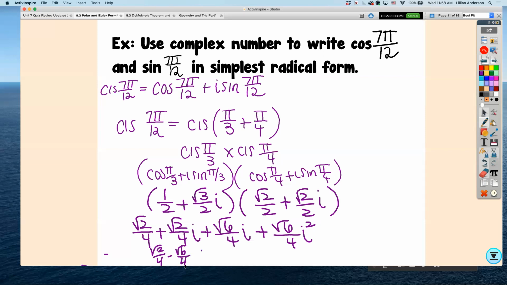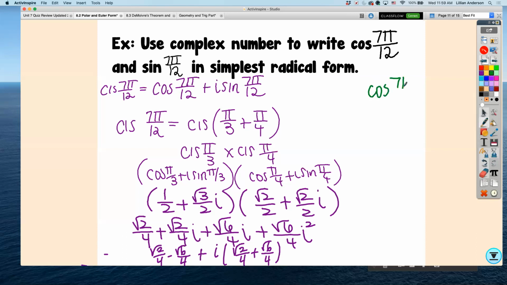They will go together. Then I have my i's, which I'm going to factor out. And I have root 2 over 4 plus root 6 over 4. Unfortunately, I wouldn't be able to fully add them together into one fraction, because the only way to add radicals is if they're the same. And now I have the simplest radical form for both of these.